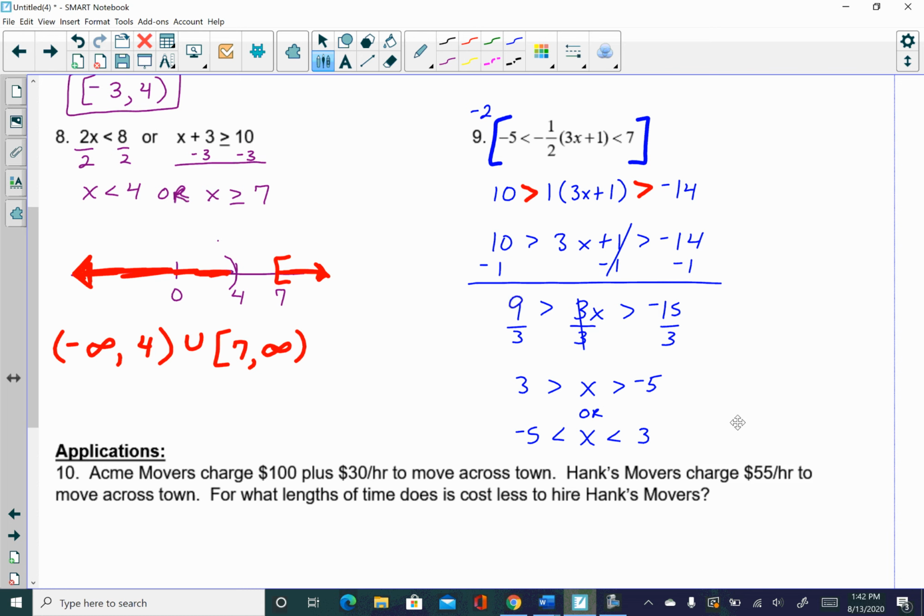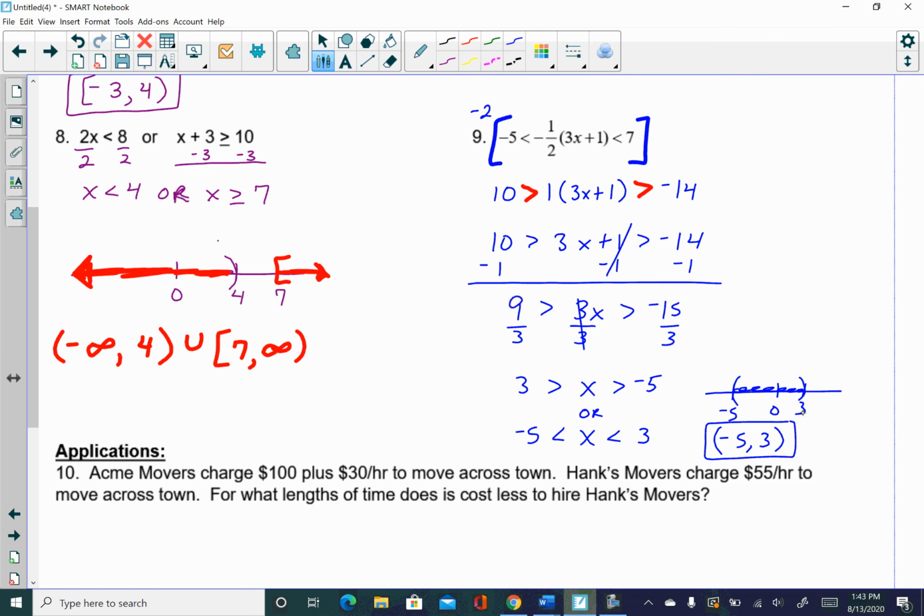And then if we were to graph it on the number line, it is still coming from negative 5 to positive 3, parentheses on both, and we'd be shading in between. So negative 5 to 3, parentheses on both for your interval notation.